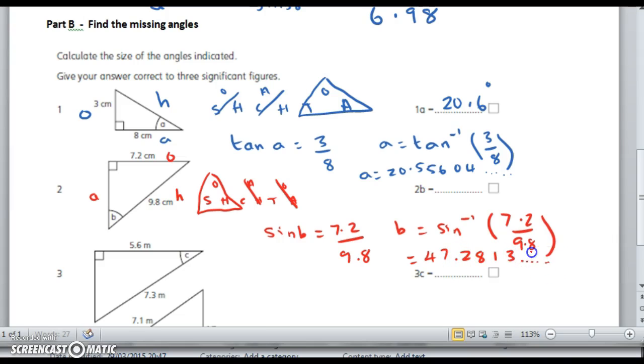47.2813 and so on. We're only interested in it to three significant figures. 1, 2, that's the third number. Look at the fourth, tells us to round it up, so the answer is 47.3.